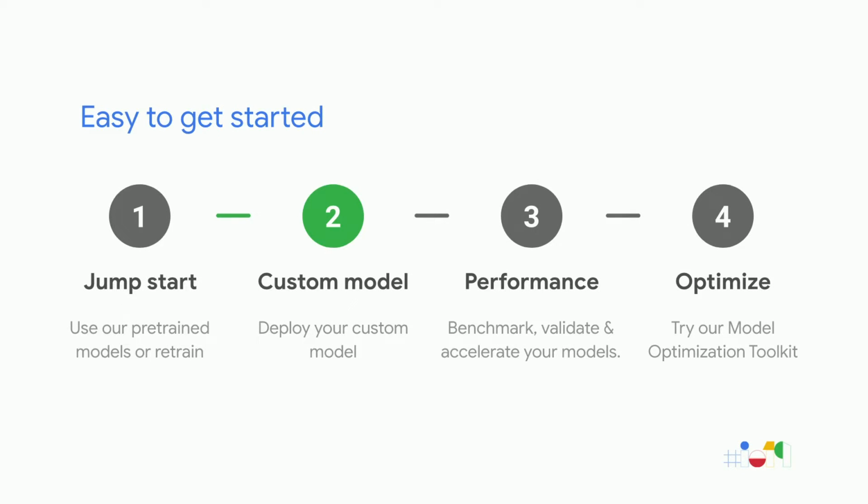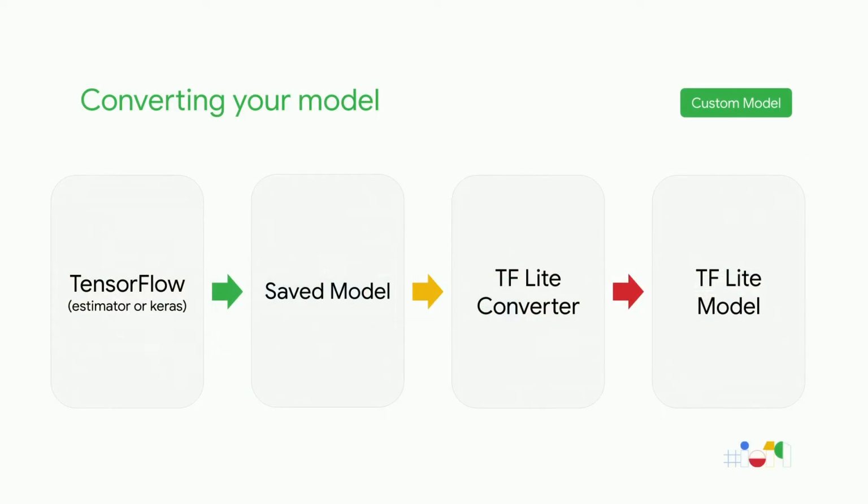So the next thing I want to move on to is how you can use your own custom model with TensorFlow Lite. So the high-level steps here are that you train your model with TensorFlow, you write it out into the saved model format, and then you would need to convert that into TensorFlow Lite format using TensorFlow Lite's converter. And then you make your changes in your app to use the model like I walked you through just now.